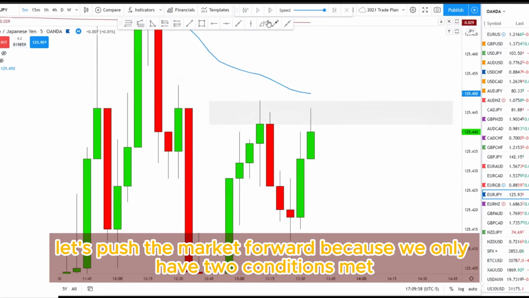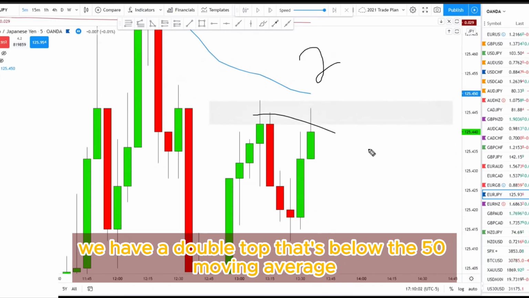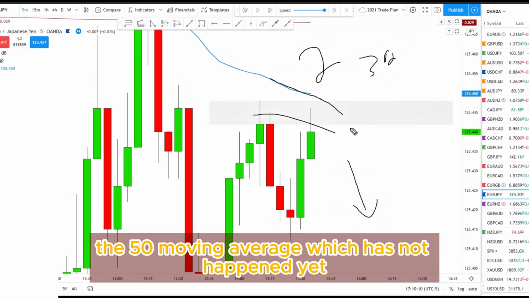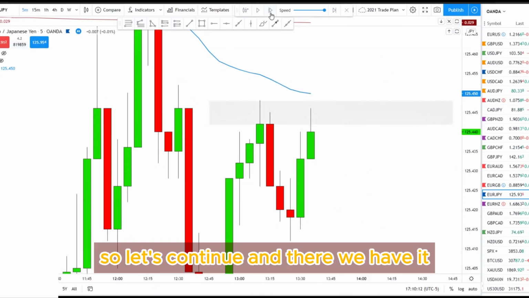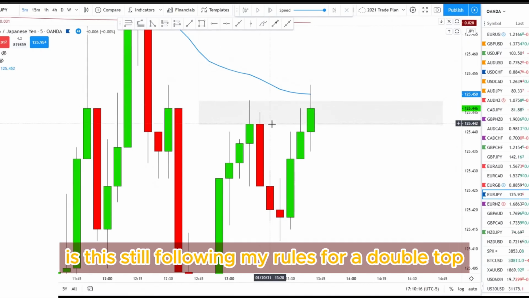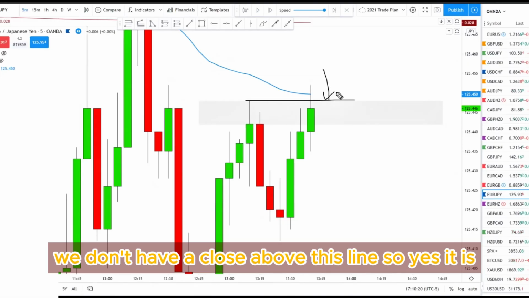So with that being the case, let's push the market forward because we only have two conditions met. We have a double top that's below the 50 moving average, but our third condition is that the second top must touch the 50 moving average, which has not happened yet. So let's continue. And there we have it. Is this still following my rules for a double top? We don't have a close above this line, so yes it is.